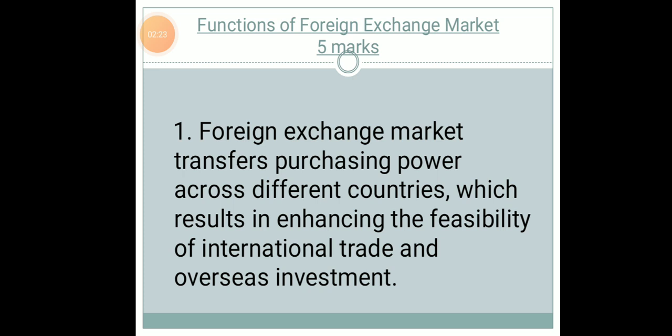So this point explains transferring of purchasing power from one country to another, and also the investment part. If any multinational company intends to invest in another country, for example, if Maruti Suzuki would like to start manufacturing its own car in Japan, it has to invest some Japanese yen. Yen is the Japanese currency, and Maruti is an Indian company which has the rupee as its home currency, and India is the home country.